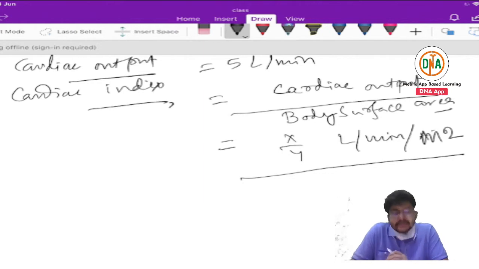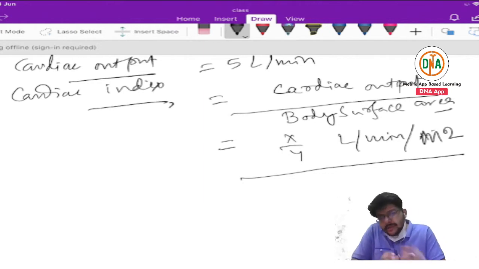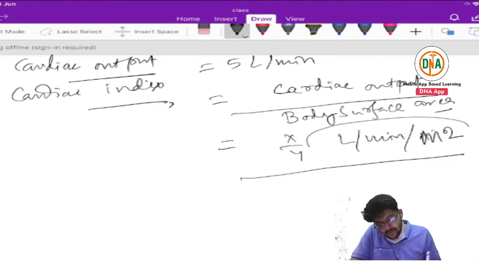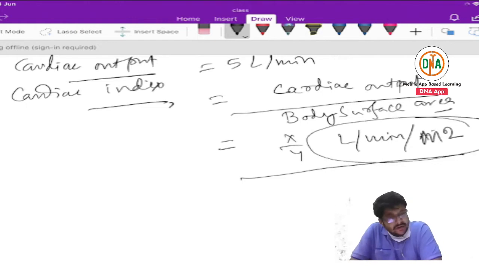We call it cardiac index. Cardiac output comes back to 5 liters per minute, whereas the body surface area comes back to 1.5 to 1.53 meter squared as per your textbook. You just divide 5 by 1.53 and you will get the value. It will come around 3 point something. But the important thing is the unit, liter per minute per meter square.